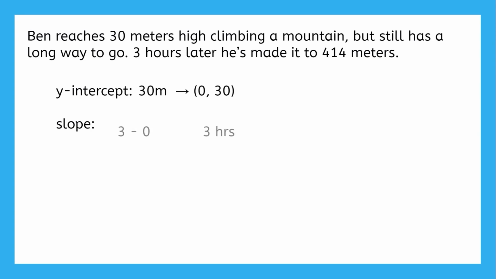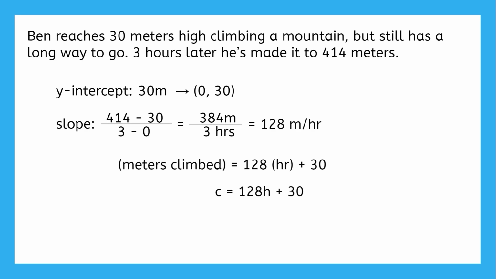It took him 3 hours to climb up 384 meters. So he climbed at a rate of 128 meters per hour. Our equation will be that the height Ben has climbed is 128 times the number of hours climbing plus 30, or C equals 128H plus 30.